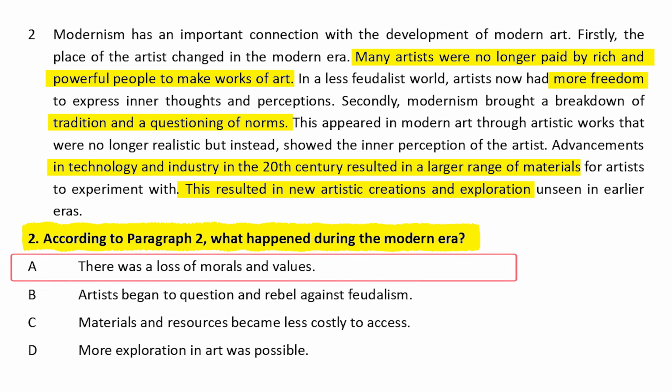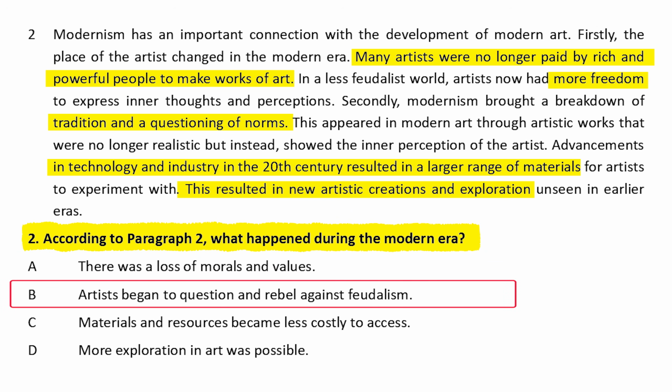A says there was a loss of morals and values. This one's off. The paragraph doesn't mention anything about morals or values being lost. It talks about a breakdown of tradition and more freedom in expression, but that doesn't mean people lost their sense of right and wrong. So A is incorrect.